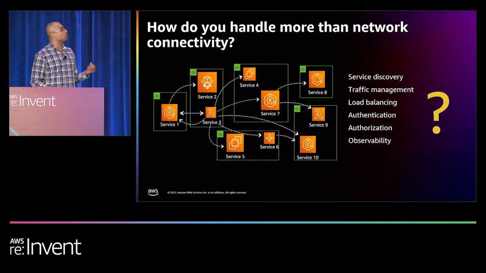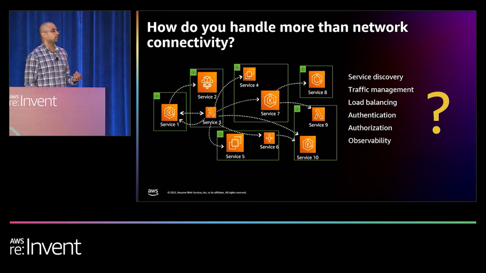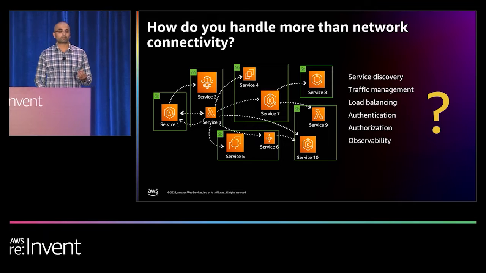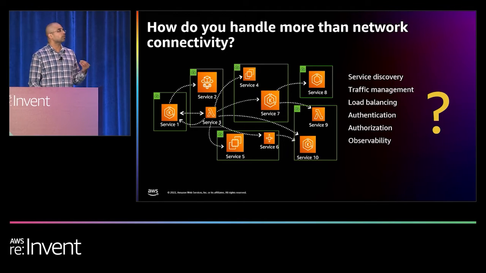So what do you need more than network connectivity? To build secure, scalable, and operationally ready applications, you need service discovery. You need traffic management. You need load balancing. You need authentication, authorization, as well as observability.